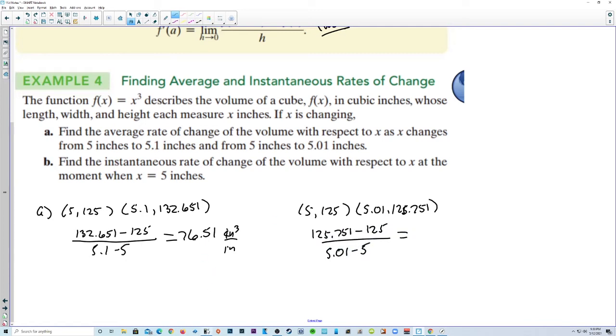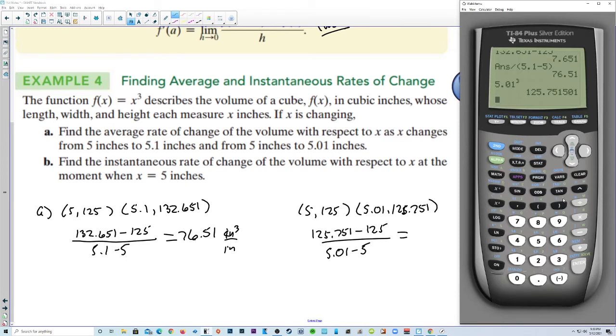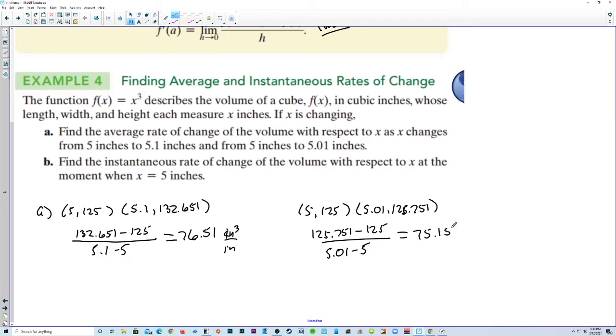All right, so here we go. We're going to take that number in our calculator. We're going to minus 125. And we're going to divide by 0.01. So 75.1501, and that's inches cubed per inch.